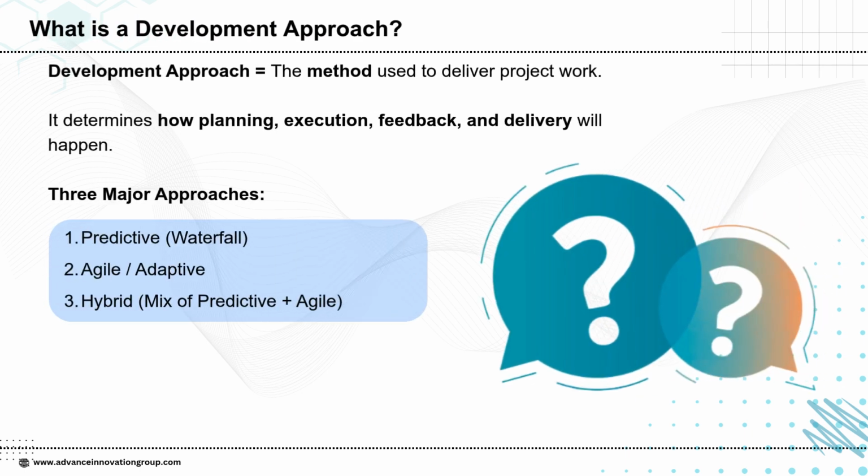A development approach is simply the method we use to deliver project work. It defines how we plan, execute, get feedback, and deliver outcomes. There are three major approaches: predictive or waterfall, agile or adaptive, and hybrid, which combines both. Choosing the right approach depends on how stable requirements are and how much flexibility the project needs.